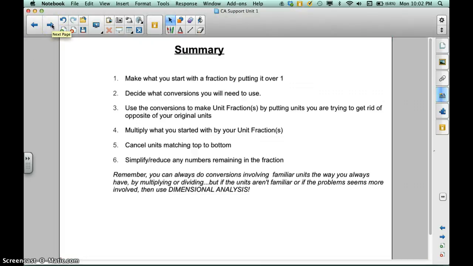The following is a summary of the steps to perform dimensional analysis. You may want to write these down or even print the screen so that you can use these steps to help you through. Having an example in front of you when you're working problems may also help.